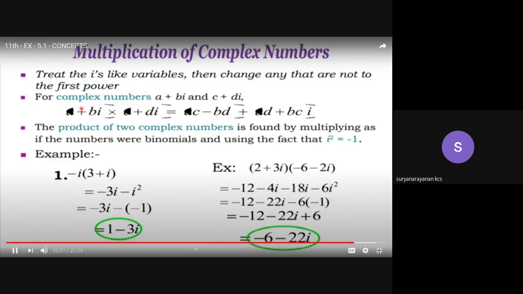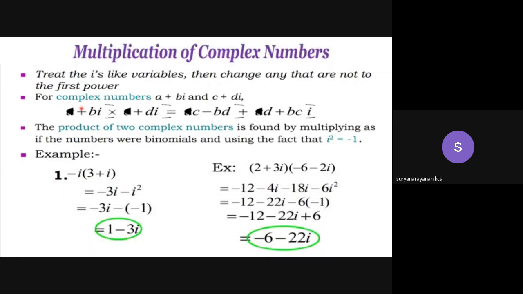Remember these points. No need to think about other concepts, my children. So the product of two complex numbers is found by multiplying as if the numbers were binomials and using the fact that i square is equal to minus 1.